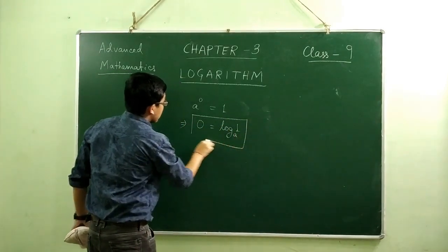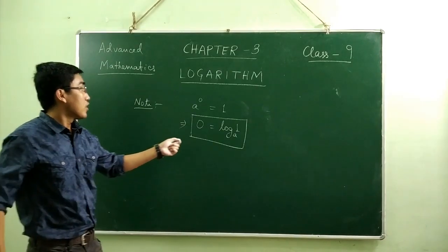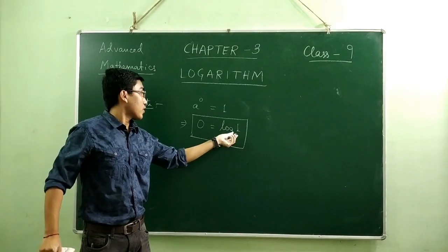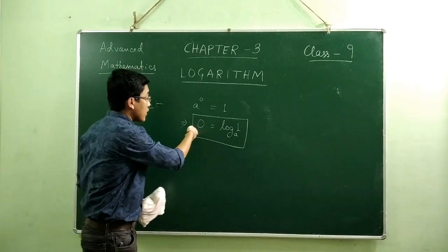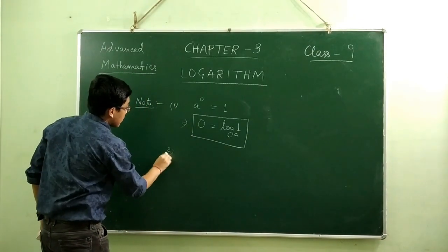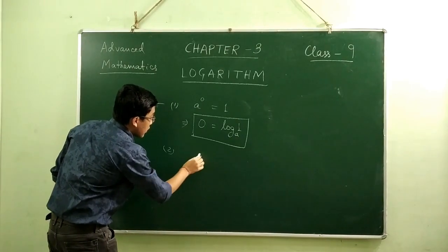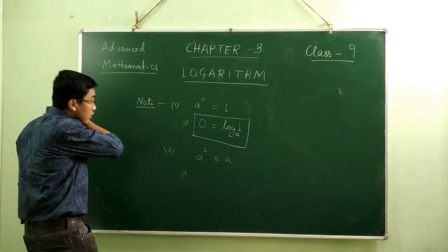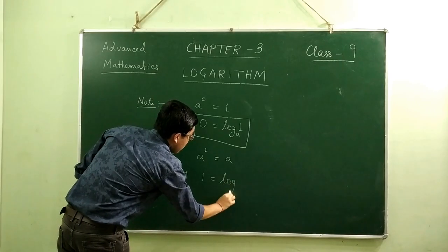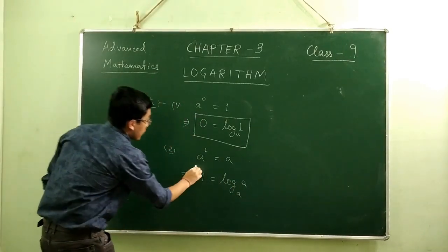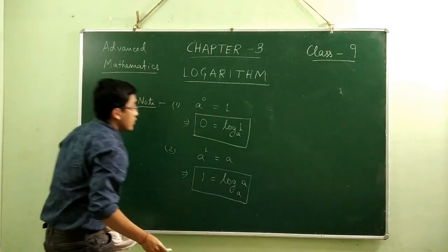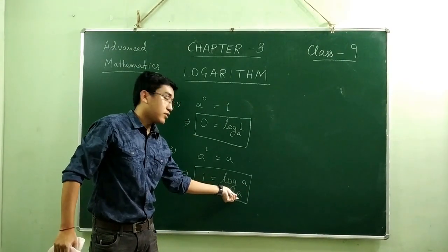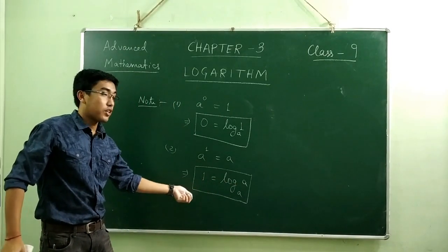So this is a very important result, which says that log of 1 with respect to whatever base you take, you will get an answer to be 0. Second, again we know that if we take any real number and raise its power by 1, then we get the same number. So if I apply log here, I get 1 is equal to log of a with respect to base a. So another important result: if I take log of any number with respect to the same base as the number, then the result is 1.